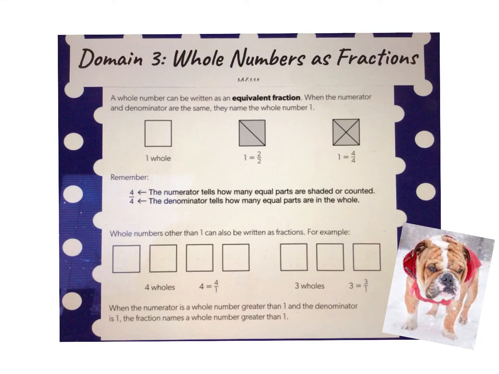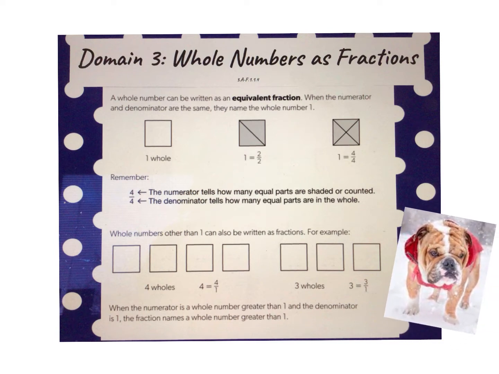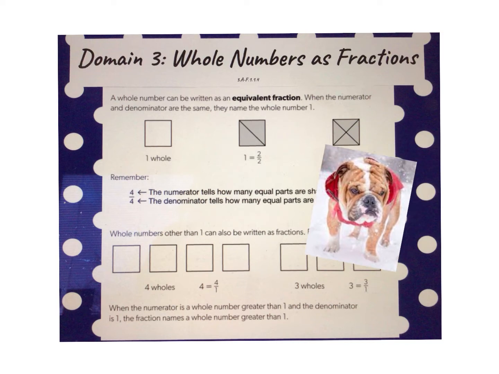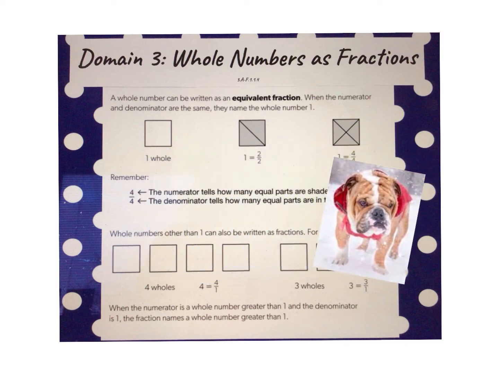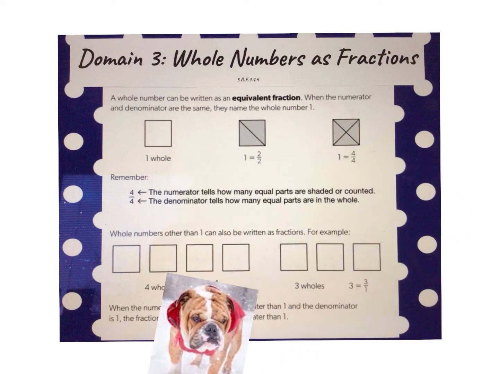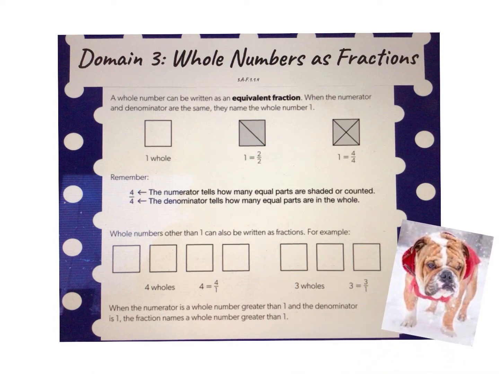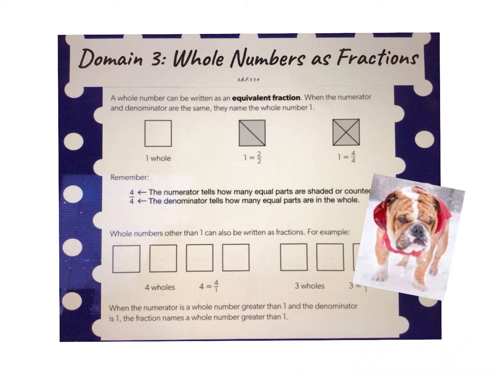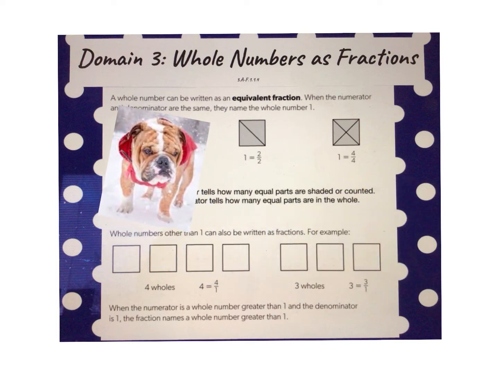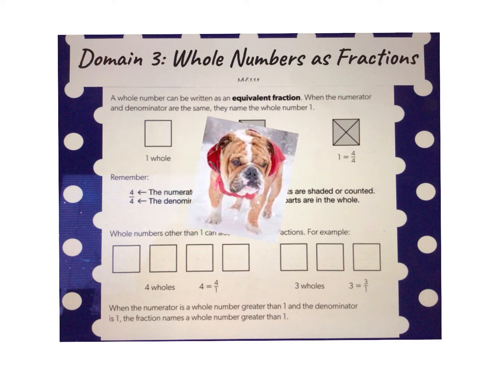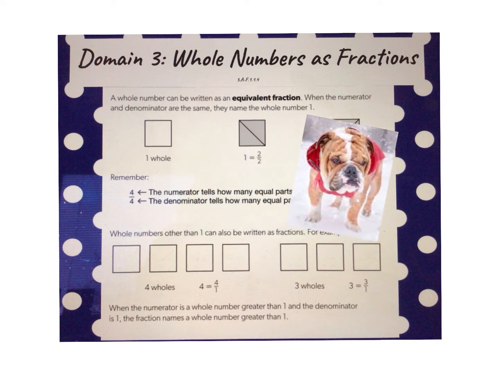Hey friends, what we're going to be working on this week is whole numbers as fractions. So we're going to be taking a look at how we can break apart our shapes into fractions, just like we did up top, and then down here looking at them whenever they're not broken off into fractions, and we call them wholes. So taking a look up here, it says that a whole number can be written as an equivalent fraction. When the numerator and denominator are the same, they name the whole number 1.